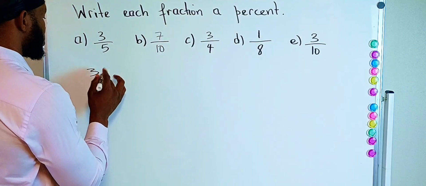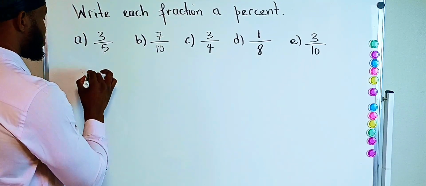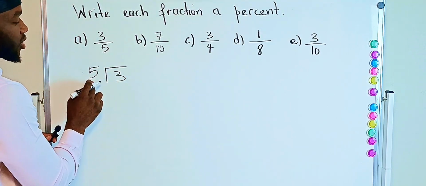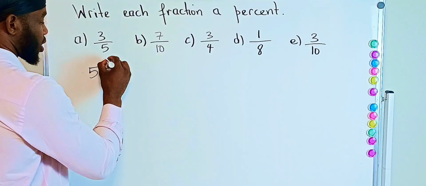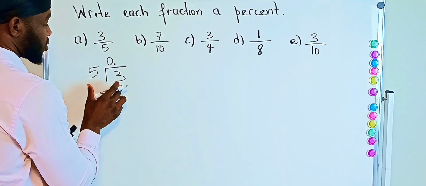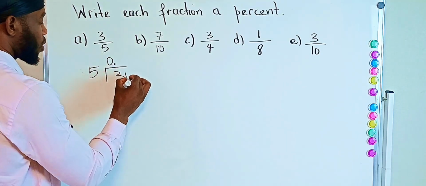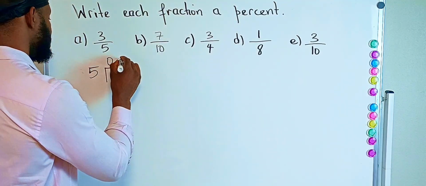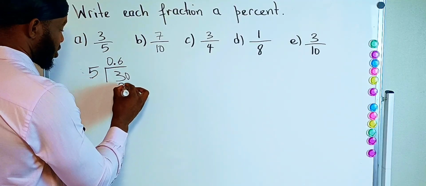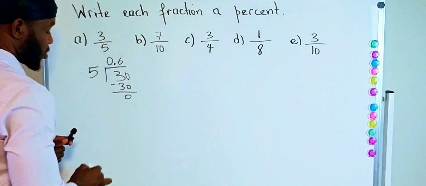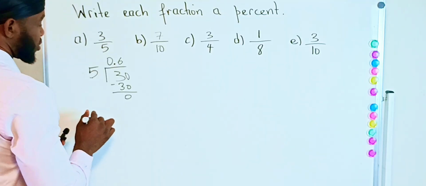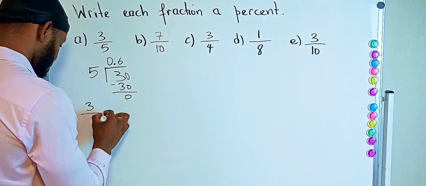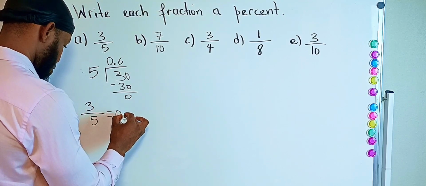So we do 3 divided by 5. That's gonna be like that. 3 divided by 5. And 3, how many sets of 5 can we do? We cannot do. So right now we got this 0 over here that gives you 30, and 30, how many sets of 5? 6. 6 times 5, 30. When you do subtraction, we got the remainder, which is 0. That means the decimal equivalent of that fraction is 0.6.